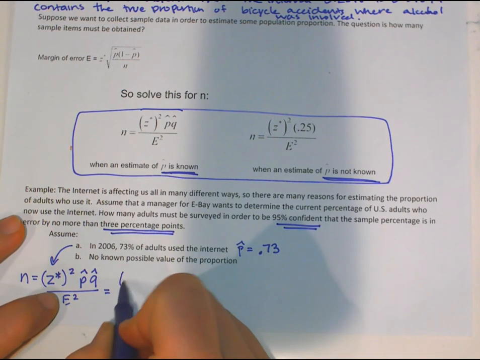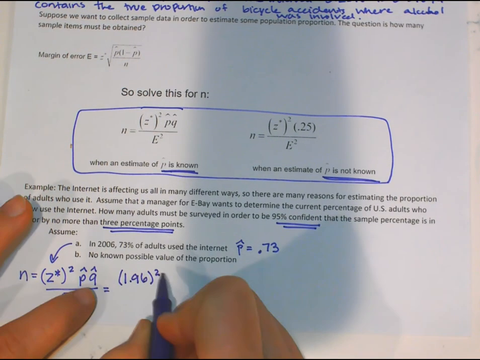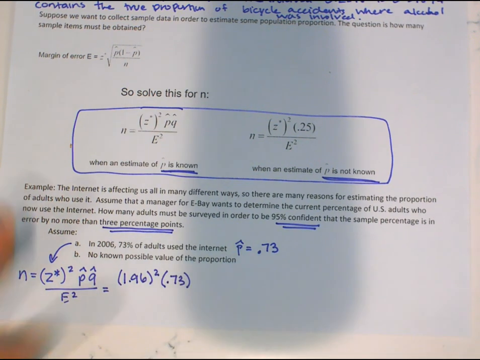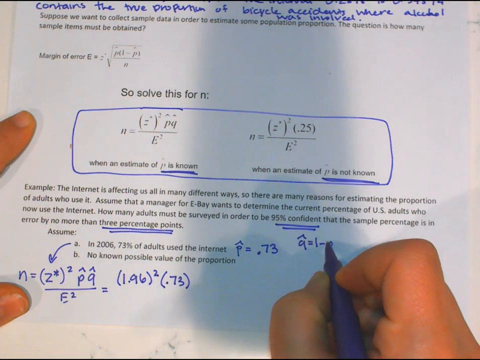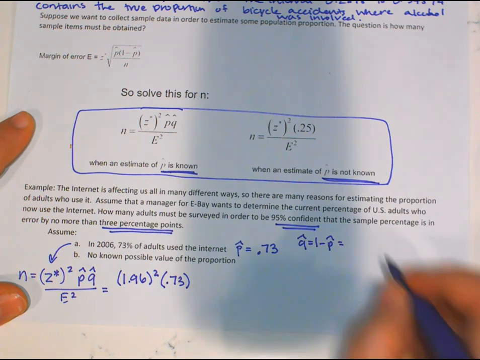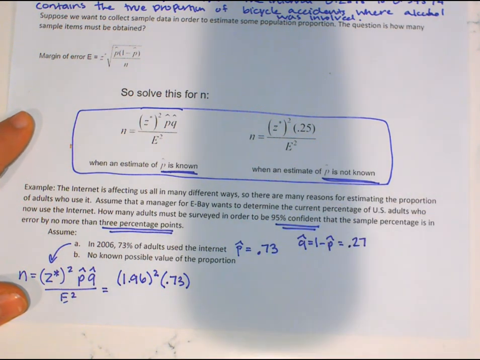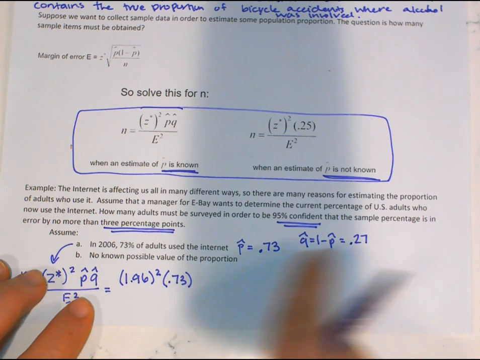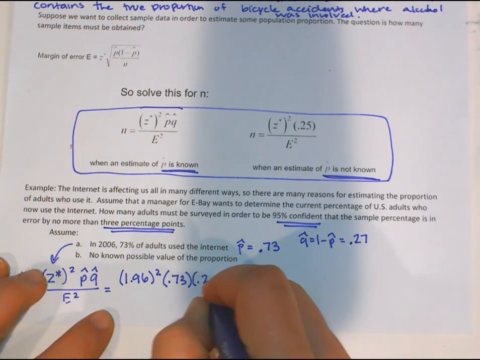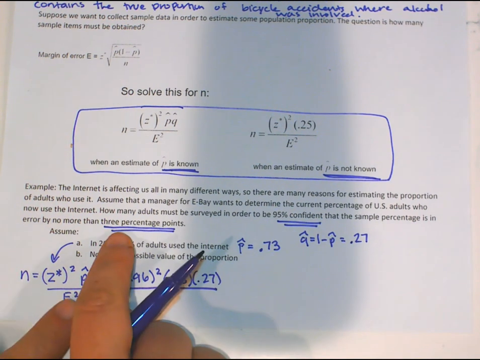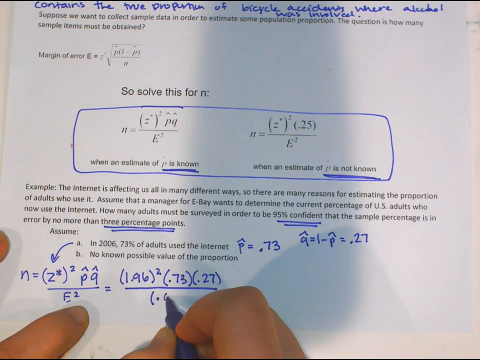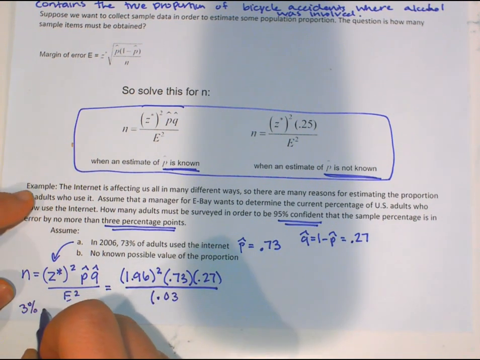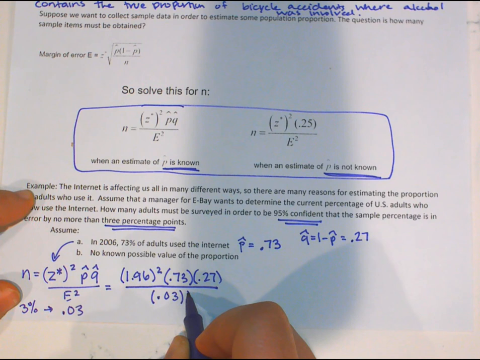So this is going to be 1.96 squared. P is 0.73. We should remember at this point, we talked about this a lot in Unit 3, that Q is 1 minus P. So if P is 0.73, that means Q is 0.27, because these should add up to 1. And then our margin of error, we want to be within 3 percentage points. So my margin of error, 3% is 0.03 if I turn this into a decimal, so 0.03 squared.